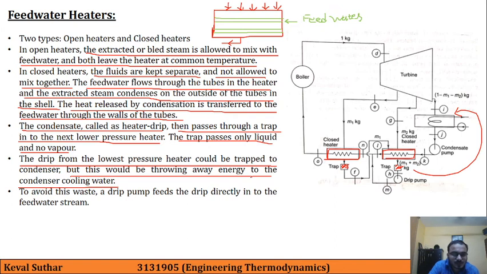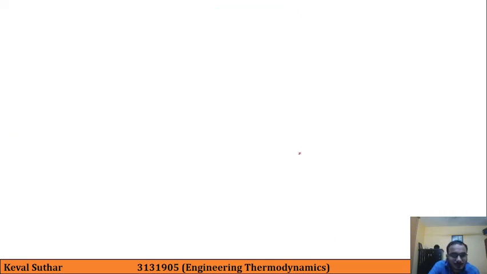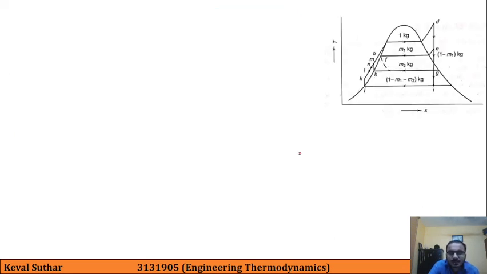So this is not done. To avoid this waste, we have a drip pump, that is over here. This drip pump feeds directly into the feed water system. If you see this path carefully, the condensate is directly taken into the feed water channel, that is, this straight horizontal line which is going into the boiler. So through this drip pump this water goes into the main feed water pipeline. And this is the TS diagram for the same.